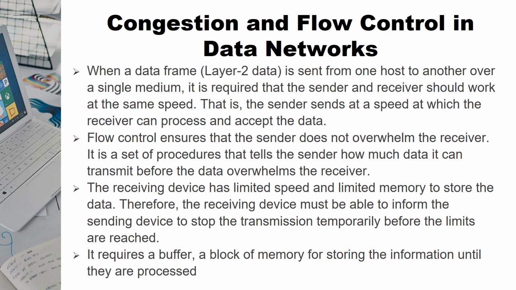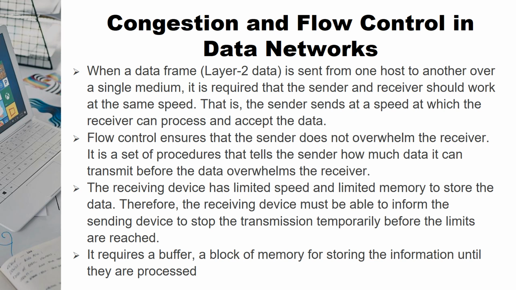Then we also need to talk about congestion and flow control in data networks. So in a data frame, layer 2 data is sent from one host to another over a single media. It is required that the sender and receiver work at the same speed. That is, the sender sends at a speed at which the receiver can process and accept the data. So flow control ensures that the sender does not overwhelm the receiver.